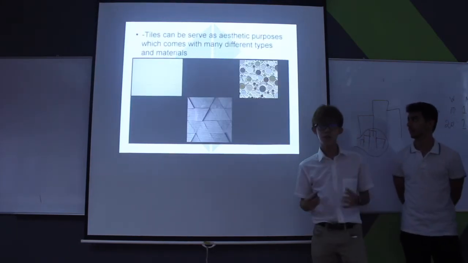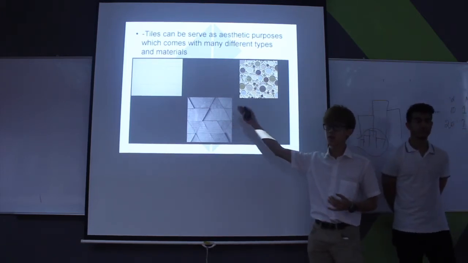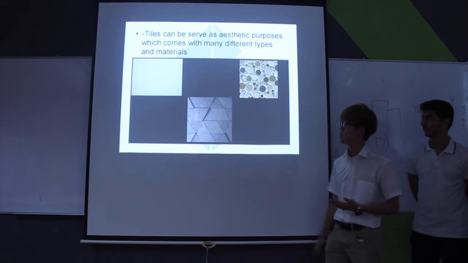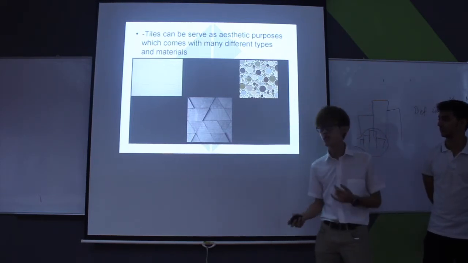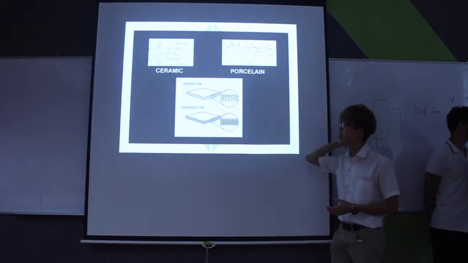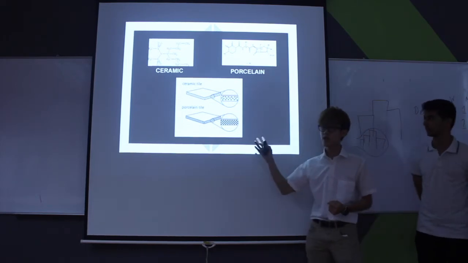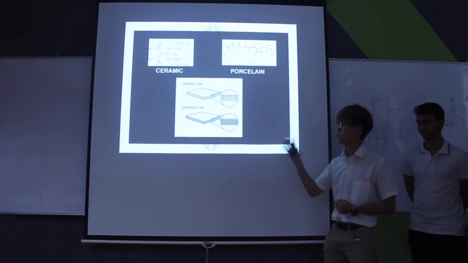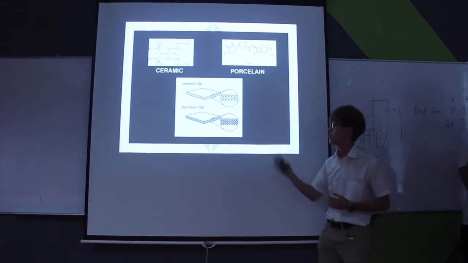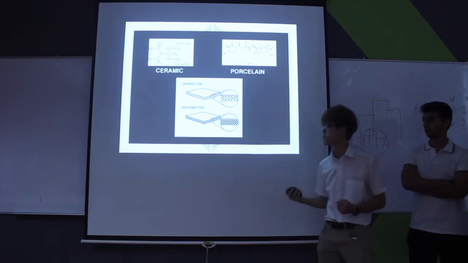Tiles come in many different shapes and materials, for example square, triangle, or maybe circular. The common ones we see in Malaysia are ceramic and porcelain tiles. The difference is that ceramic is less dense compared to porcelain, which means porcelain tiles will be much more durable. So the cost will be higher for porcelain tiles.